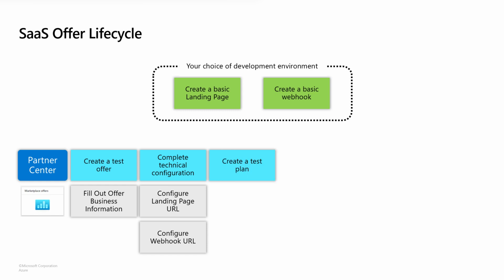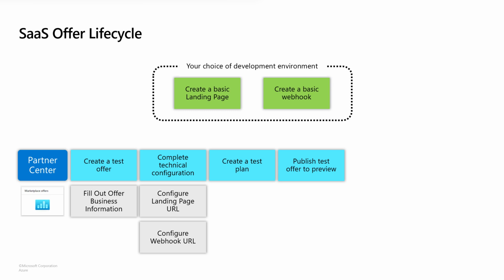Next, we're going to create a plan. And that plan will be associated with our offer, because when we purchase an offer, what we're actually purchasing is a plan. Think silver, gold, platinum, and I'm buying the gold plan, for example.